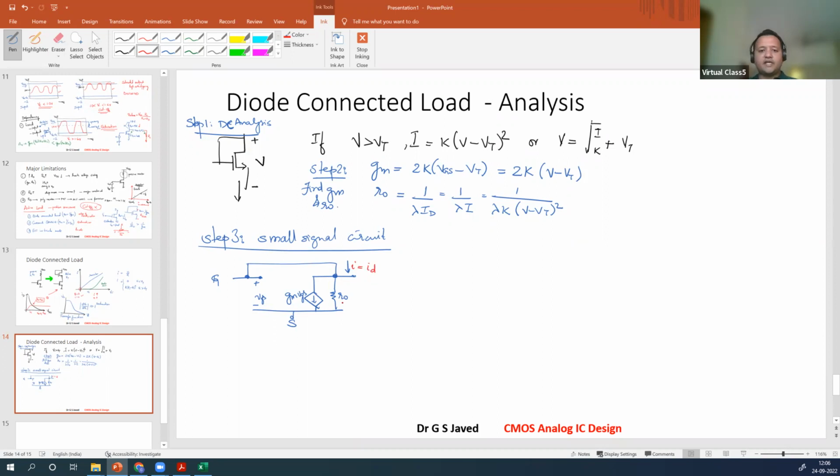Now, how do you proceed next? What is the equivalent diagram that we can draw? Now, since gate and drain are shorted, what is G here? G is here. S is here. So this VGS can be translated to this node. You can remove this connectivity. So what this becomes?